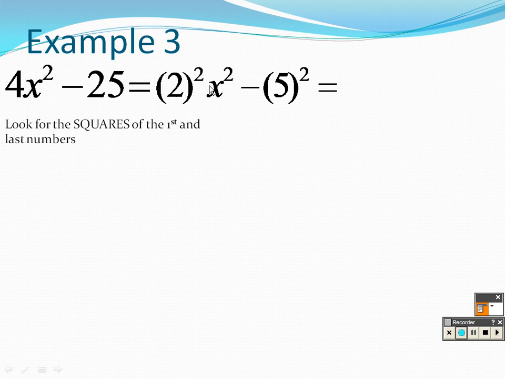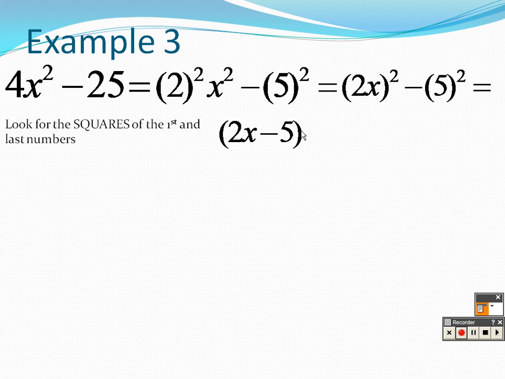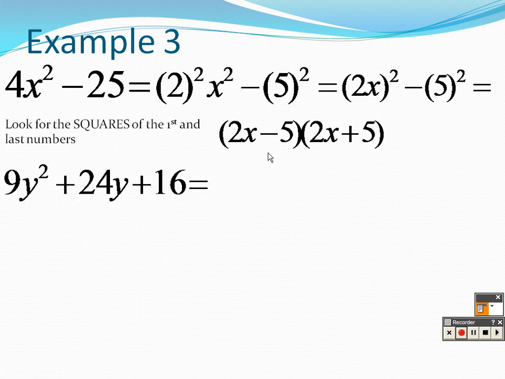Well, I can group these together. Because they're both squared, I can group them together as a 2x squared minus a 5 squared. According to our difference of squares formula, all that means is I take the first item and the second item, and I add them together, and I subtract them. So 2x plus 5 and 2x minus 5, and there are my factors.